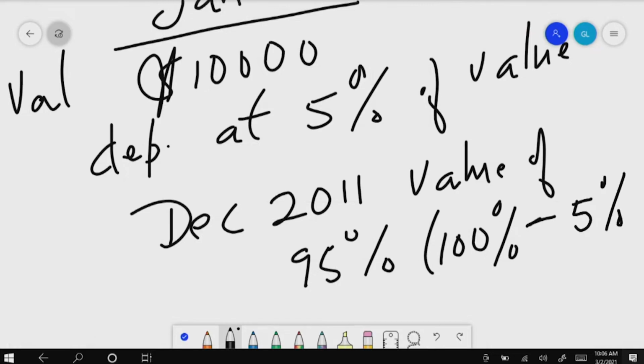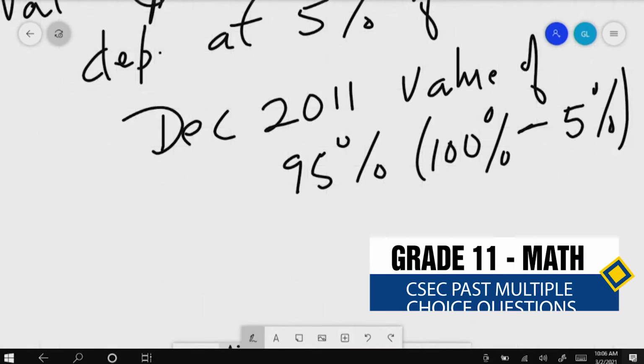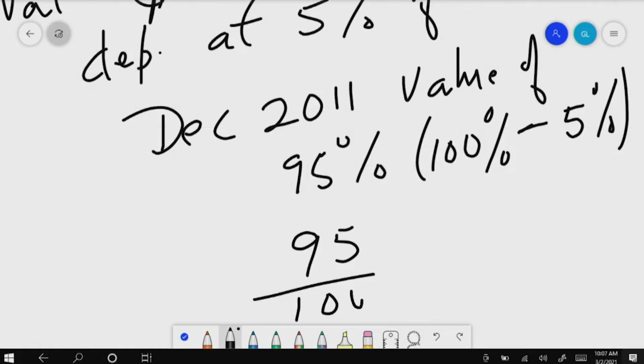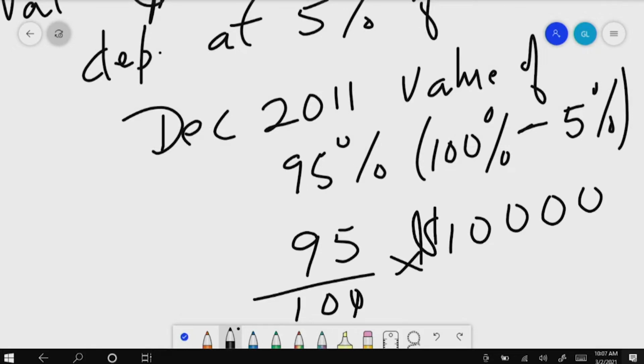of 5%. Hence, they're asking us what would have been the value of the car. So, what we need to do is to find 95% of the value. And 95% of the value of the car would have been $9,500 at the end of December 2011. So the solution for our question would have been B.